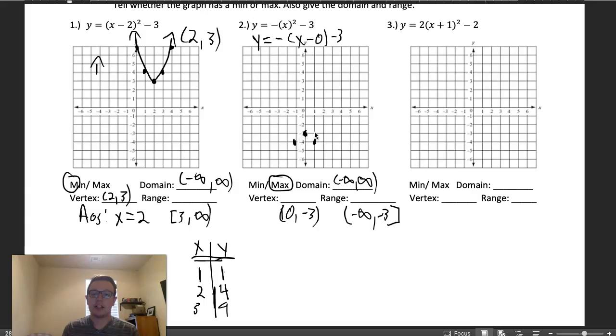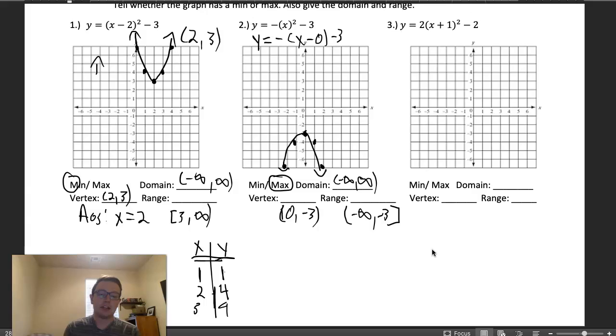We're going to go back to the vertex. We're going to go over 2. We're going to go down 4. And this is going to be a basic sketch of our graph. We have one more over here.